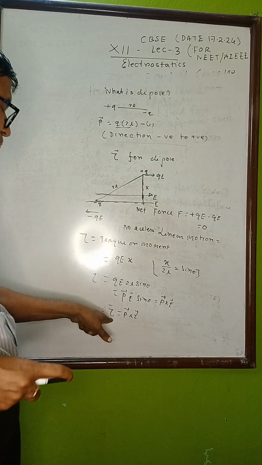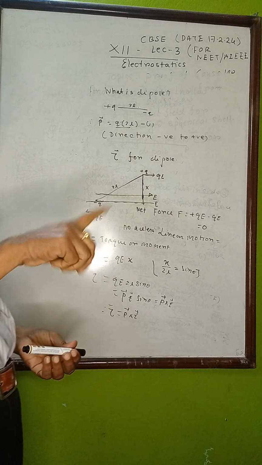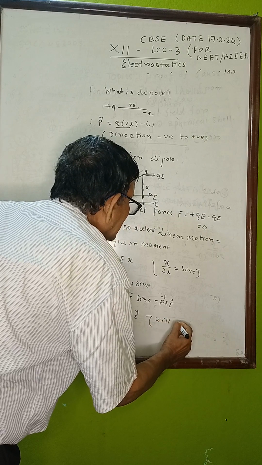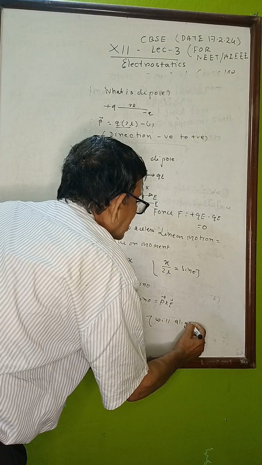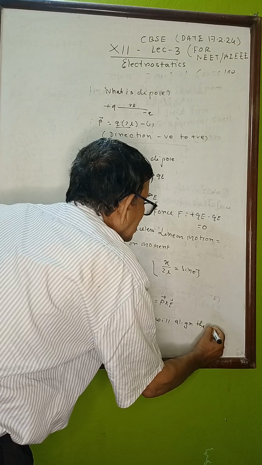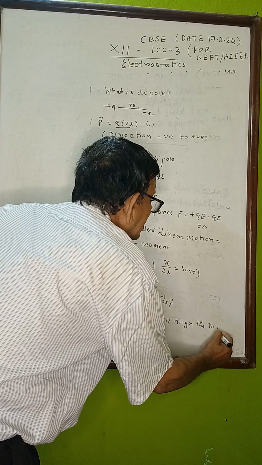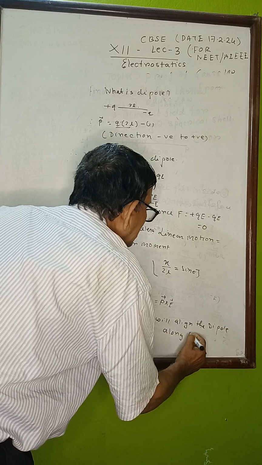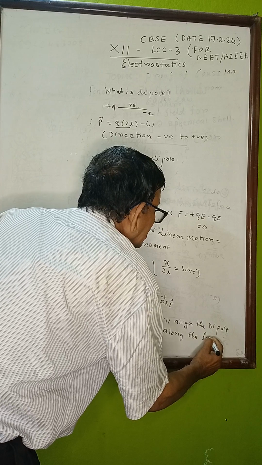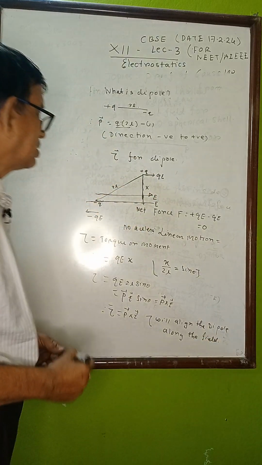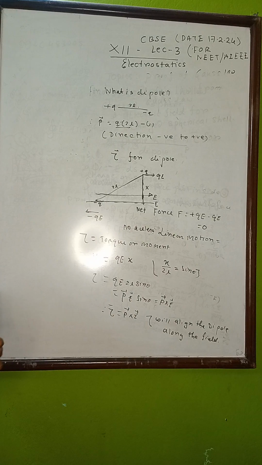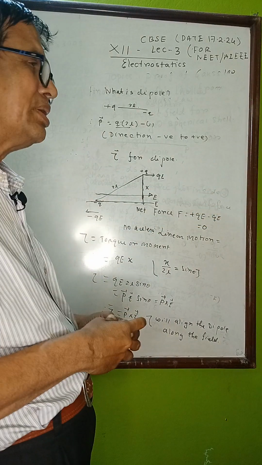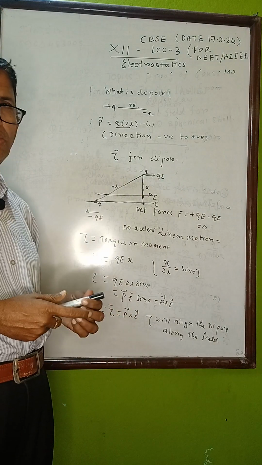Now what is the role of the dipole torque? This torque will align the dipole along the direction of the field. Clear? Torque will align the dipole along the field. Once the dipole aligns with the field, then it will be in a stable configuration.